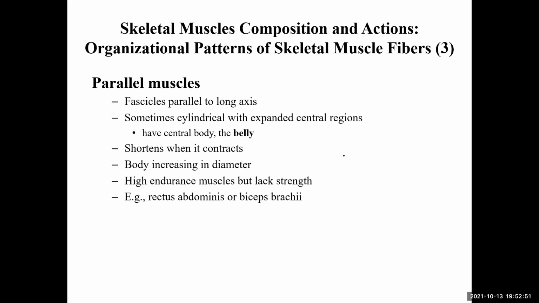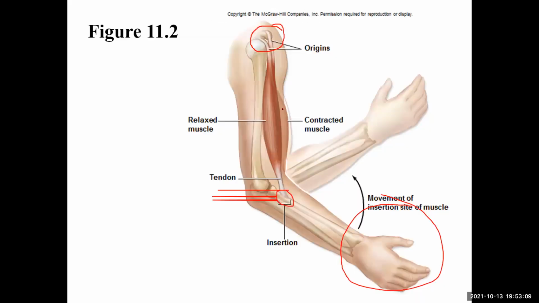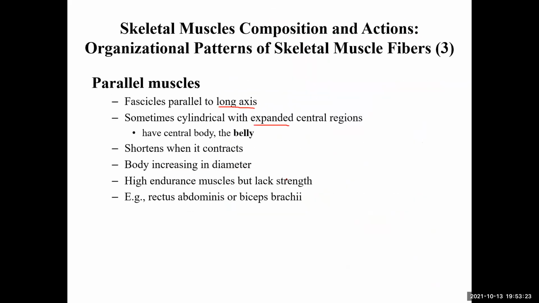Parallel muscles, okay, our fascicles are going to be in a parallel arrangement to the long axis. So we'll see in some of these muscles, the central portion will have an expanded area. We saw that here with our biceps brachii muscle. This right here is the belly, and it's an expanded area there. And these muscle fascicles are arranged in a parallel fashion along the long axis of the muscle, up and down, okay? So we'll see in some of the parallel muscles, they will have that expanded central region, and we'll call that the muscle belly.